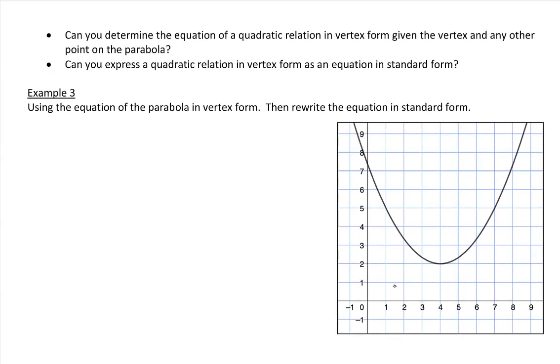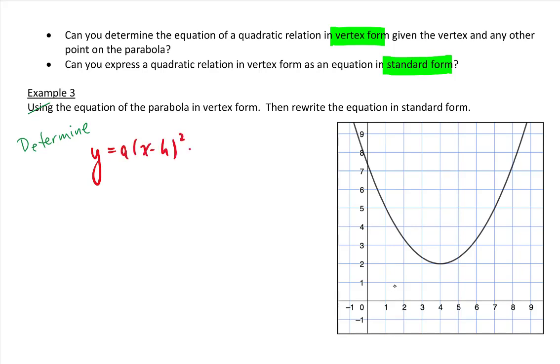Next, can you determine the equation of a quadratic in vertex form, given the vertex and any other point on the parabola? And then could you express that quadratic relation in vertex form as an equation in standard form? So example 3, determine the equation of the parabola in vertex form, then rewrite the equation in standard form. So remember, vertex form looks like y equals a(x minus h) squared plus k, where h and k are the coordinates of the vertex.